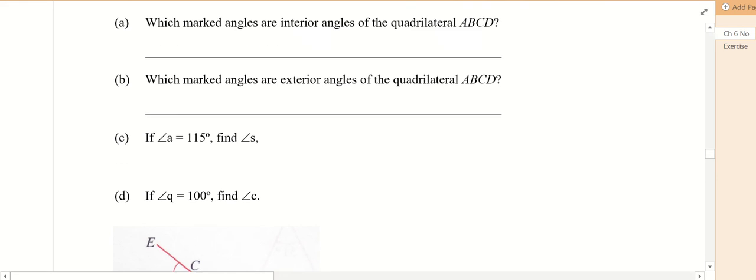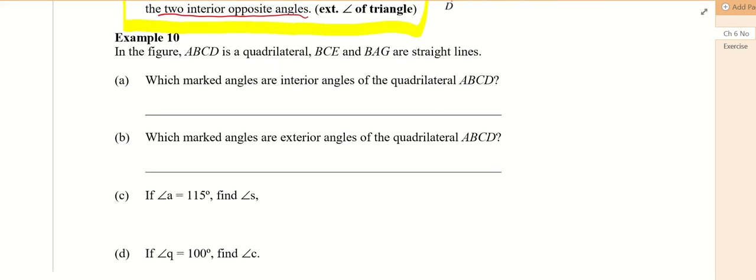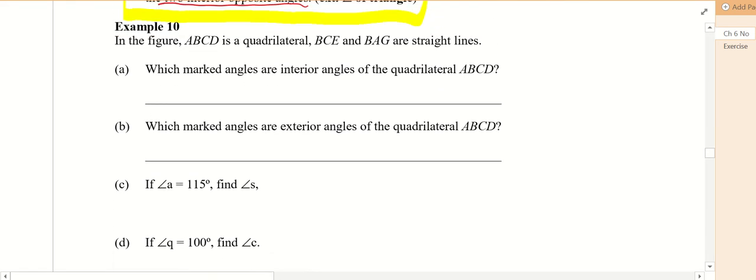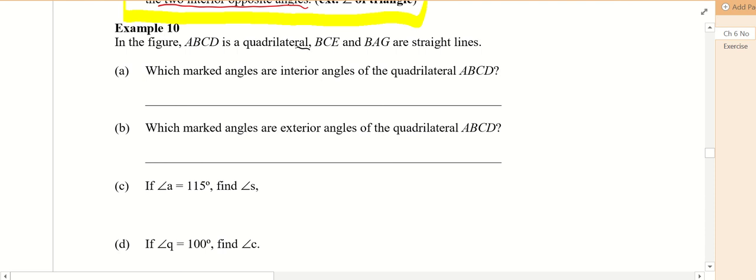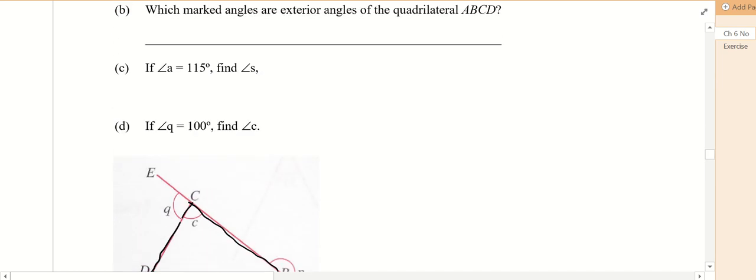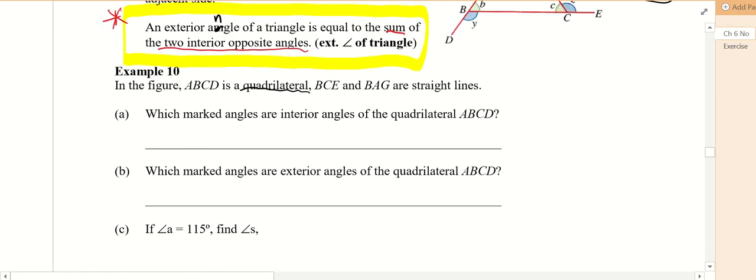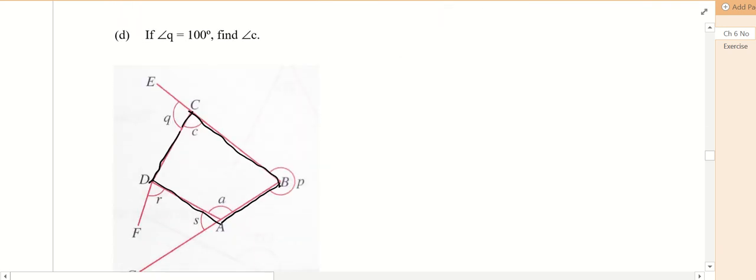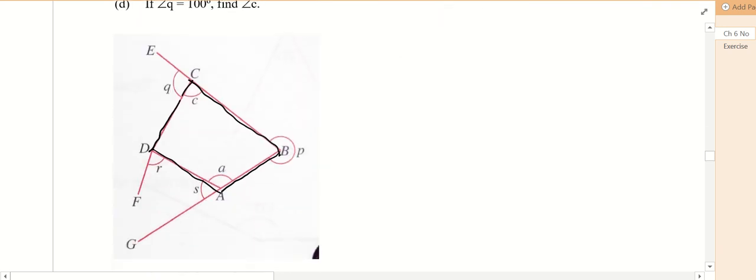Here we have an example. In the figure below, ABCD is a quadrilateral. What does quadrilateral mean? It means a four-sided figure. We don't need to know yet, but we just take a look. We're looking at A, B, C, D, this four-sided shape here. It's not a square, it's not a rectangle, I don't know, we can't tell. And BCE and BAG are straight lines.